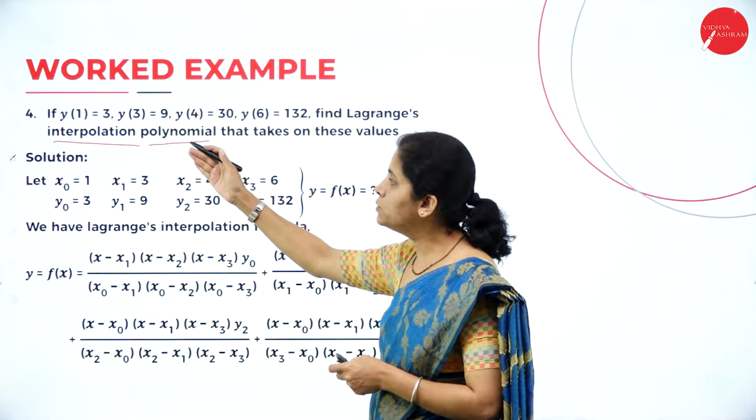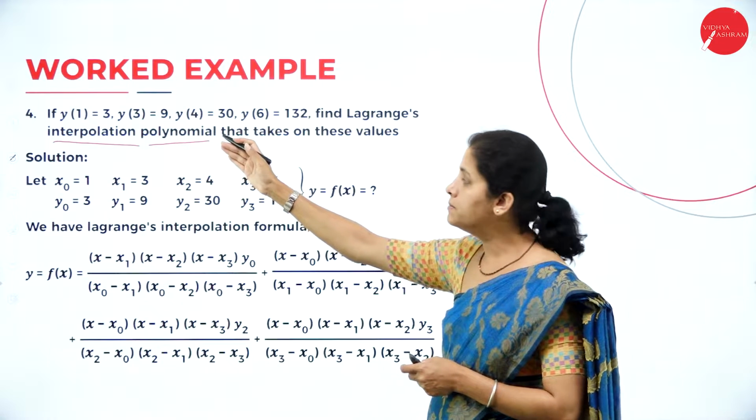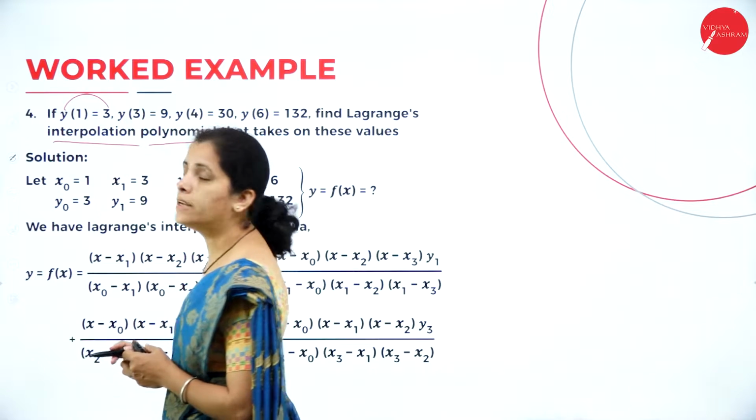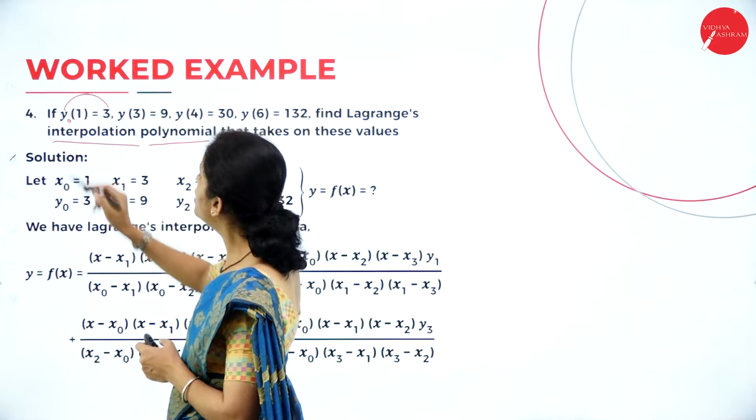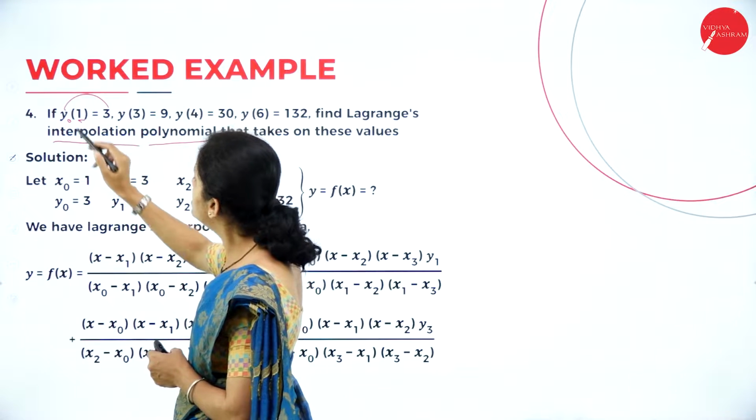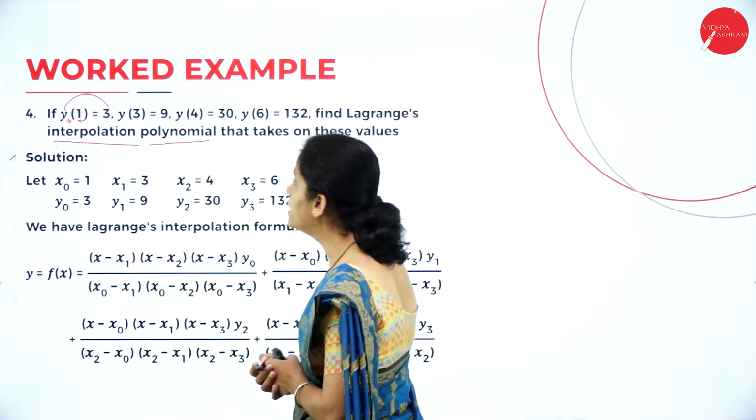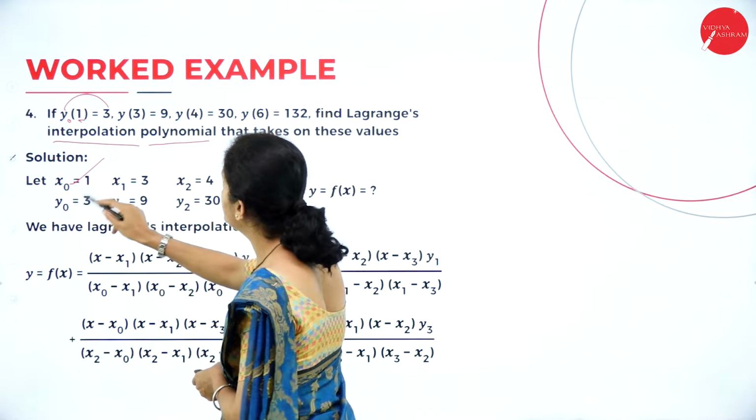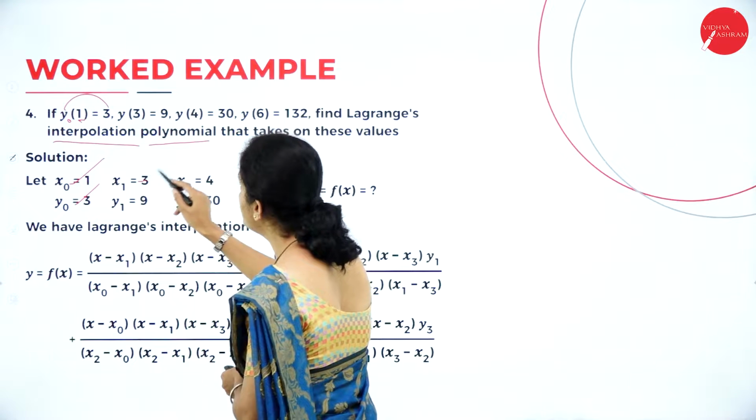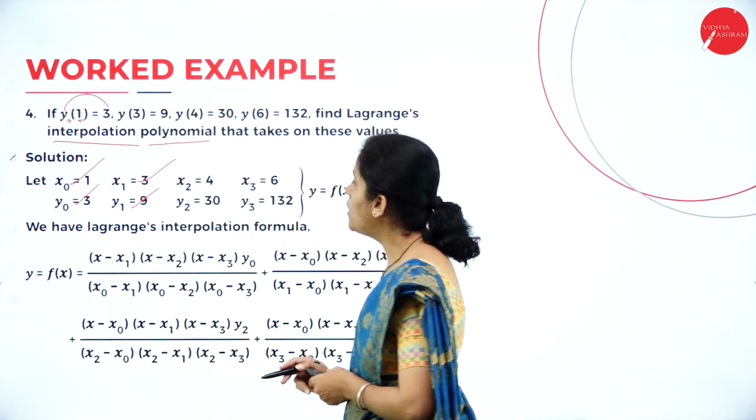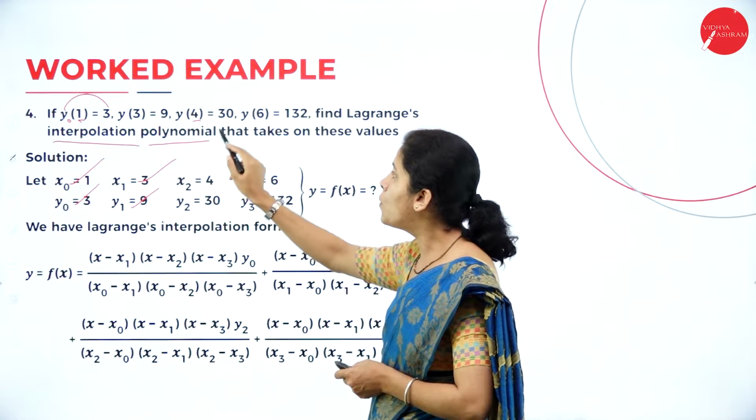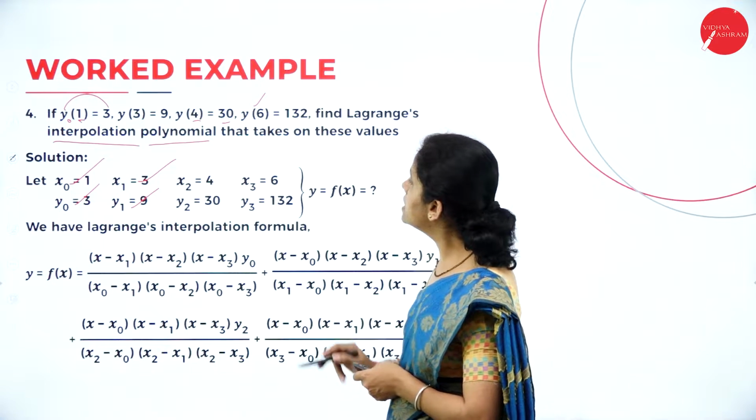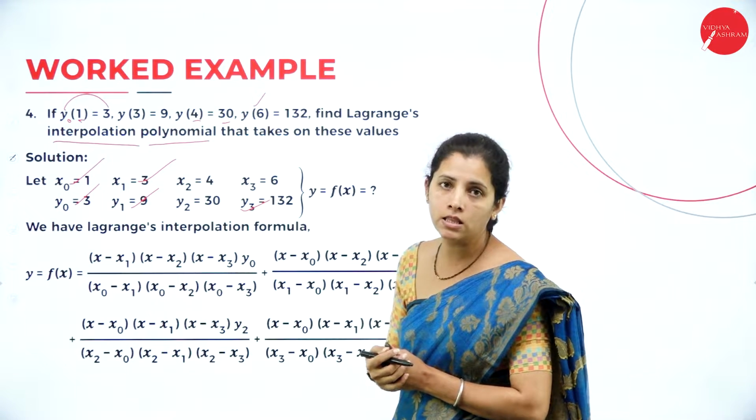Now, let me solve this problem. See here, this y is 3, so it is y naught equal to 3. Then what about this 1? That is nothing but x naught. So, x naught is 1 and y naught is 3. Now, x1 is 3 and y1 is 9. Now, x2 is 4, y2 is 30. Now, x3 is 6 and y3 is 132.